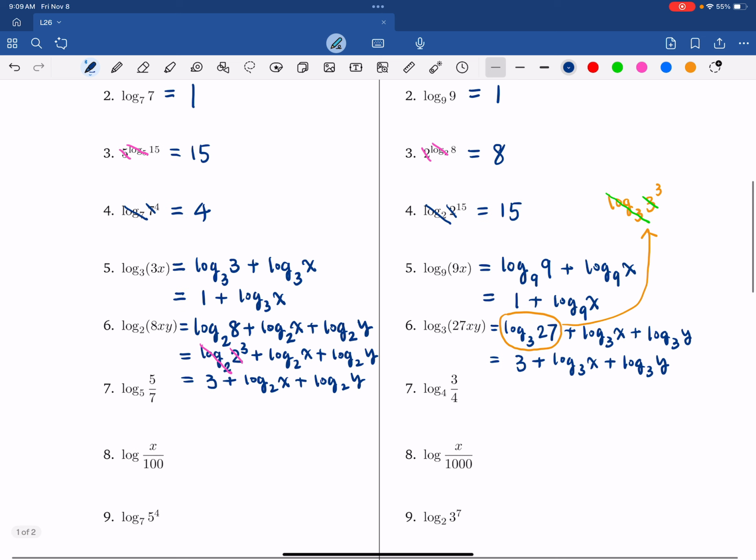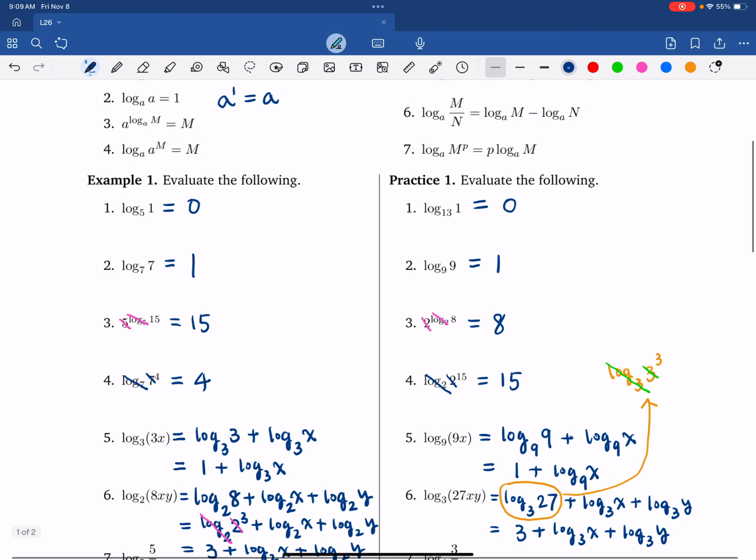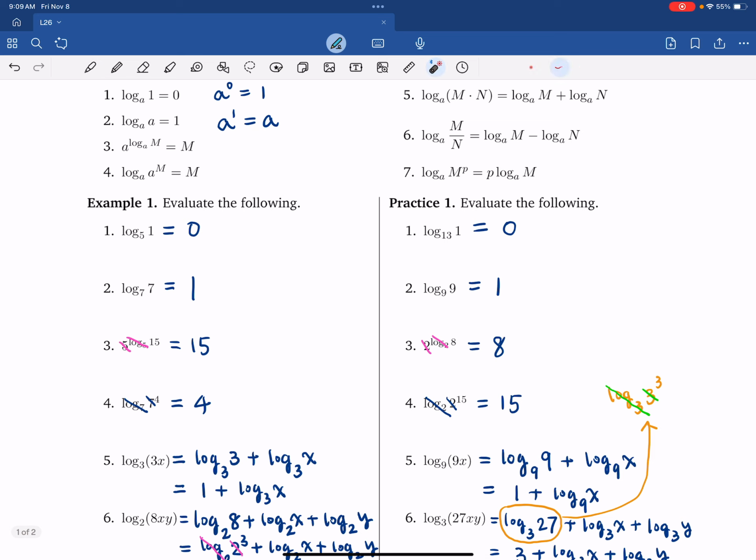Okay, number 7, log base 5 of 5 divided by 7. This one we will use a new property, which is property number 6. Property number 5 deals with a product, and property number 6 deals with a quotient. You can see that there's a quotient inside of this log function, and according to property number 6, we're going to split them and subtract.